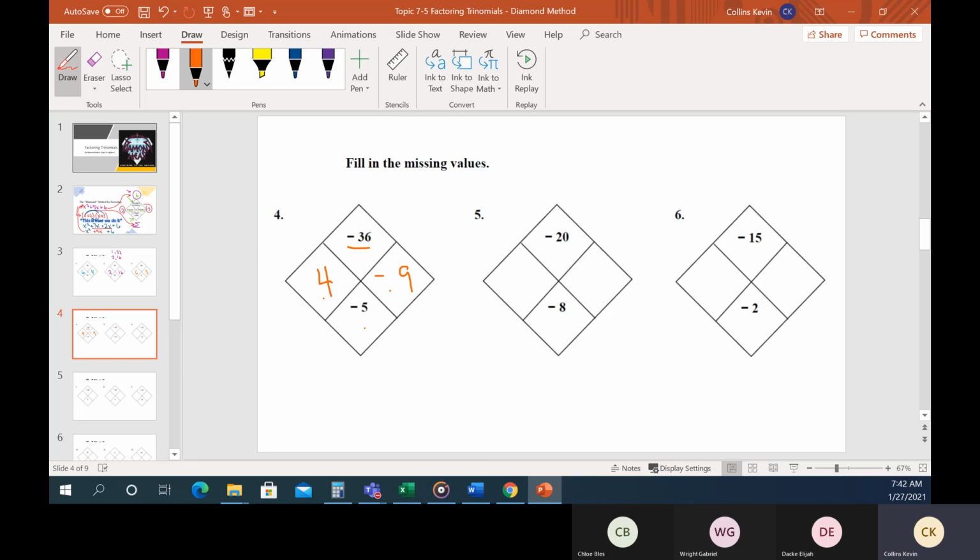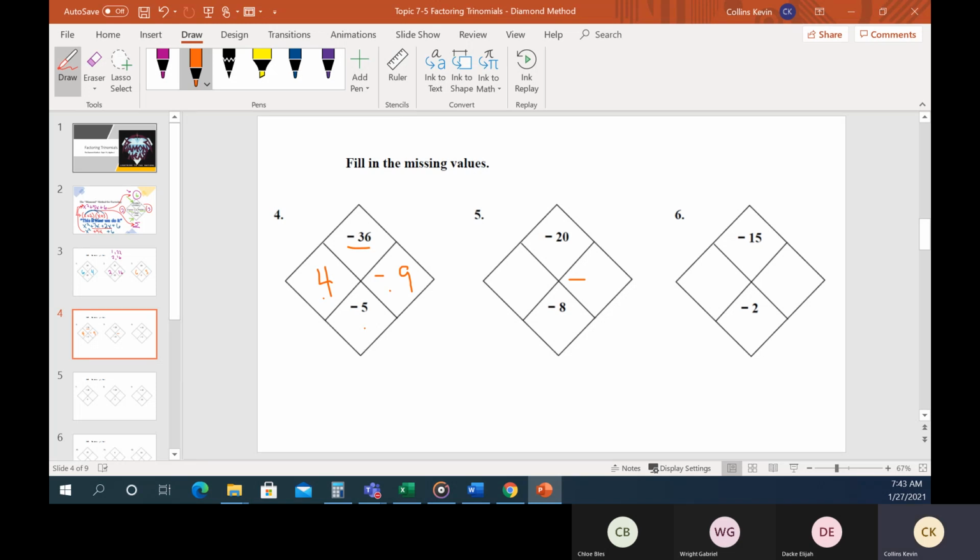Okay, how about the next one? So this one, we've got a negative 20. So again, one guy's going to have to be negative, right? They multiply together and give you negative 20, but they add together and give you negative 8. So what's our possibilities here? Two and 10, okay? And which guy's going to be negative?